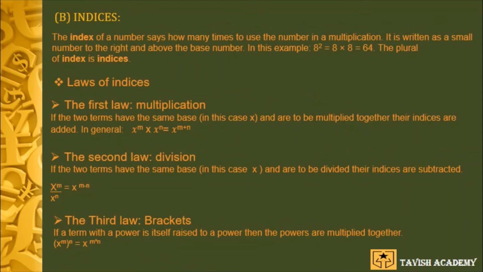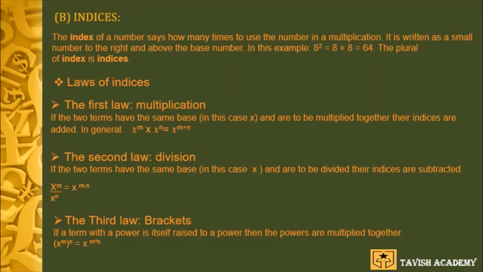Indices. The index of a number says how many times to use the number in a multiplication. It is written as a small number to the right and above the base number. For example, 8 to the power of 2 is equal to 8 into 8, which is equal to 64. The plural of index is indices.